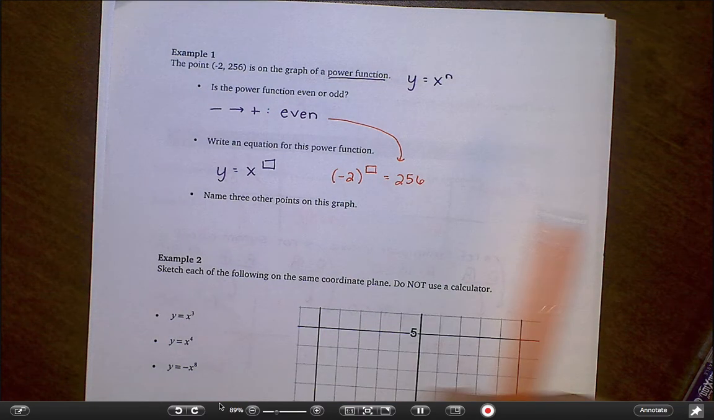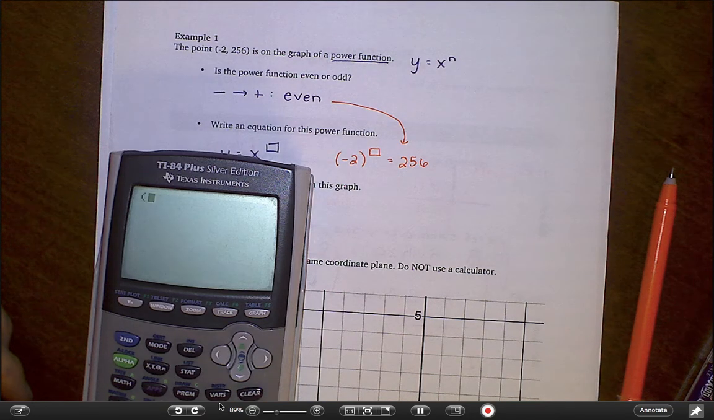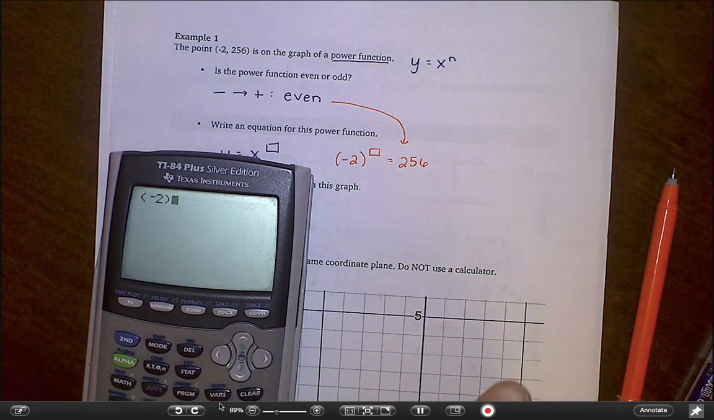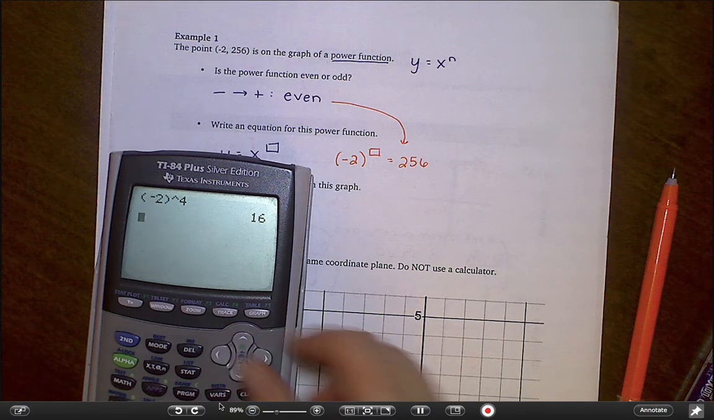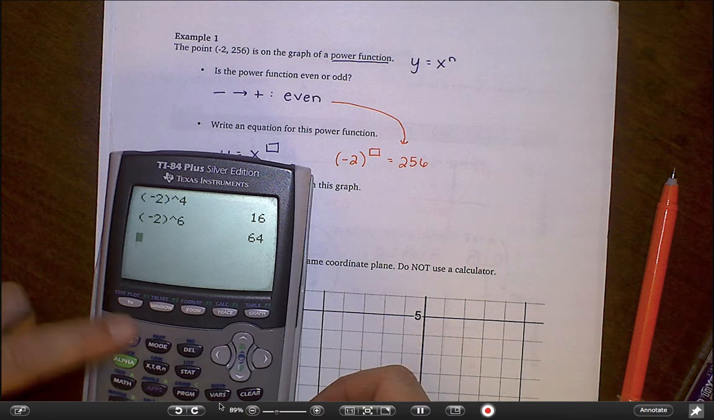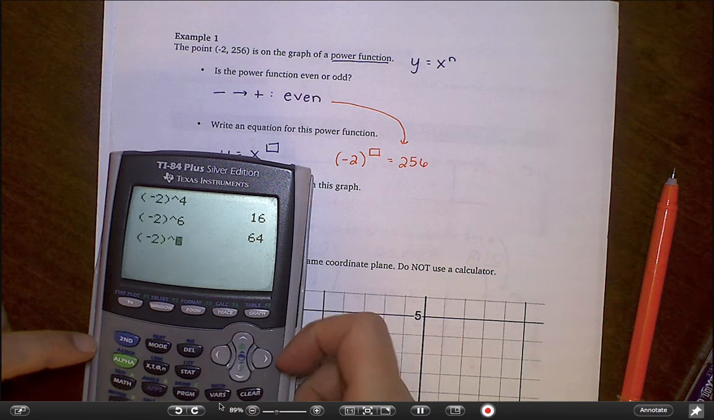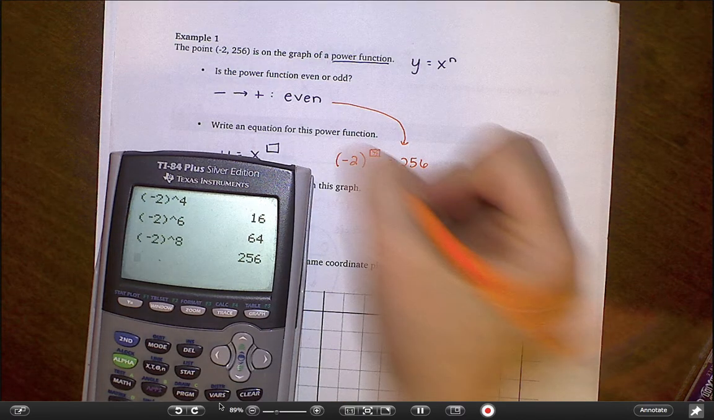So what I would do is I would just take -2 in parentheses, because anytime you do a power with a negative, it's got to be in parentheses, and I would start raising it to some even powers. Now, I'm fairly confident I know what -2 to the second power is, and it's not 256. So I'm going to start with a power of 4. Okay, oh, that's 16. All right, so that won't work. So let's do a power of 6. Nope, still not it. How about a power of 8? Notice I'm only picking evens because we already determined it would have to be an even power. There we go. Okay, so it's -2 to the 8th power.